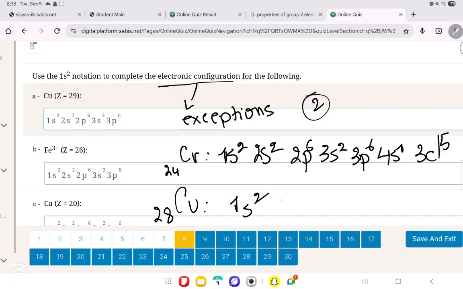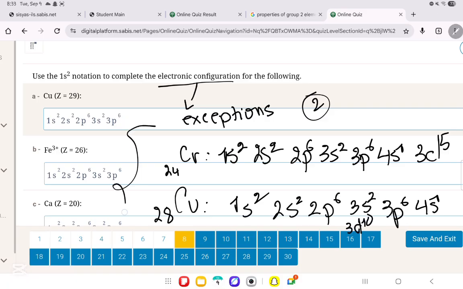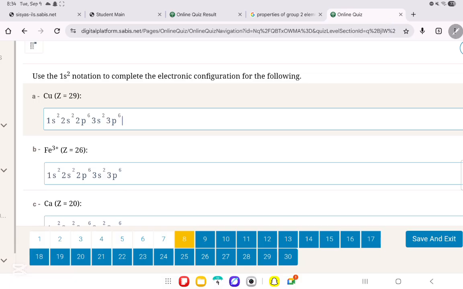1s2, 2s2, 2p6, 3s2, 3p6, 4s1, and 3d10. Okay, so these are the exceptions that you need to memorize. Chromium ends with 4s1, 3d5. And copper, Cu, it ends with 4s1, 3d10. Okay, so these are the only exceptions you need to know.